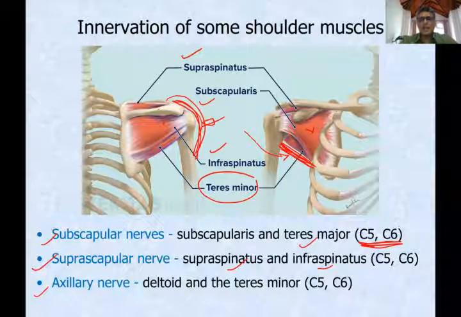Why is it important? Later, you will see when we discuss brachial plexus injuries, there are certain brachial plexus injuries where you get the upper nerve roots damaged. Upper nerve roots are C5 and C6. So if you damage at the brachial plexus level, if you damage the C5 and C6 roots, all these nerves will be affected. Okay. So all the muscles supplied by these nerves, therefore, will be affected, and all the functions of these muscles will be gone.